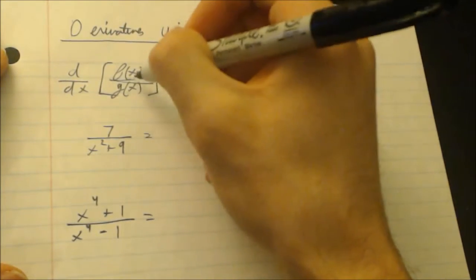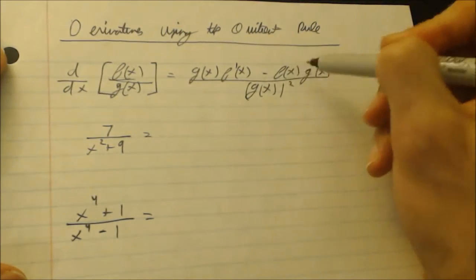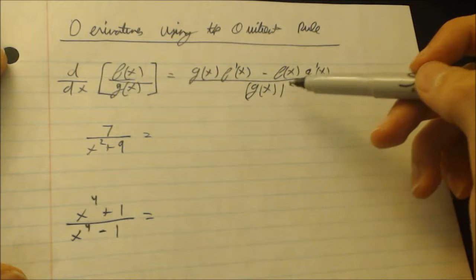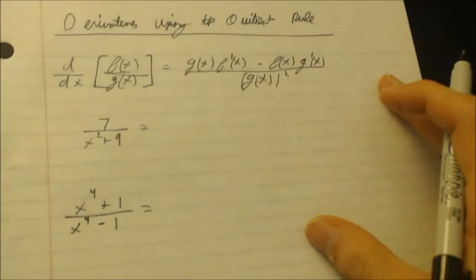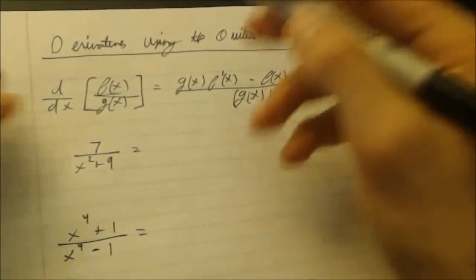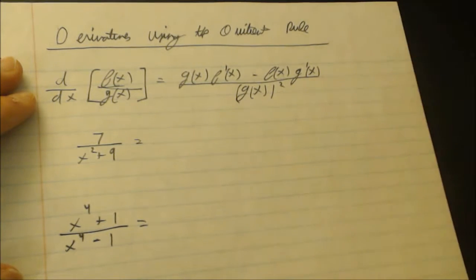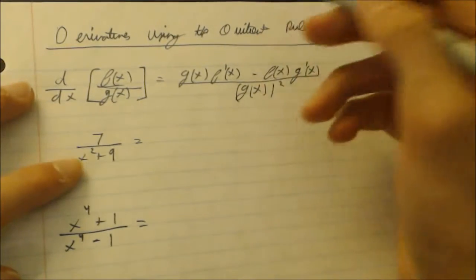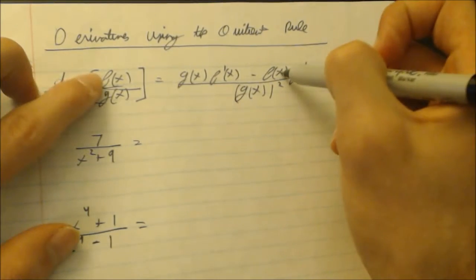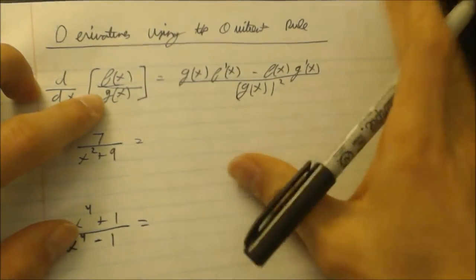The derivative of f of x divided by g of x is equal to g of x times f prime of x minus f of x times g prime of x, all over g of x squared. Alright, so the way you can remember this is by saying: low d high minus high d low, square off the bottom, and off we go. What all this means is that you just take the low times the derivative of the high, minus the high times the derivative of the low, and then just square off the bottom, and that's technically your derivative.